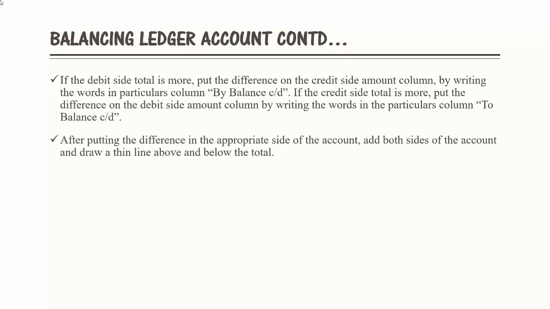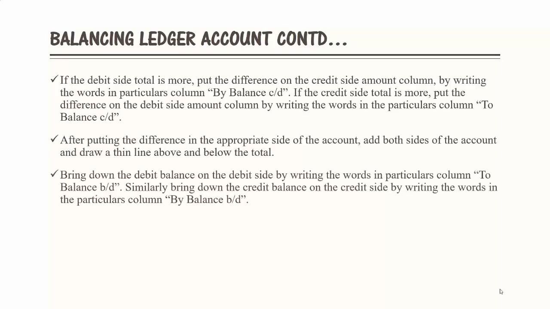The next step is, once the account is closed and the balancing was done, when we reopen the particular account, we have to bring down the balance, whether it is a debit balance or credit balance. If it is a debit balance, we have to bring down the debit balance on the debit side by writing the words "to balance b/d". B/D is an abbreviation for brought down. Similarly, if it is a credit balance, then we have to bring down the credit balance on the credit side by writing the words "by balance b/d".